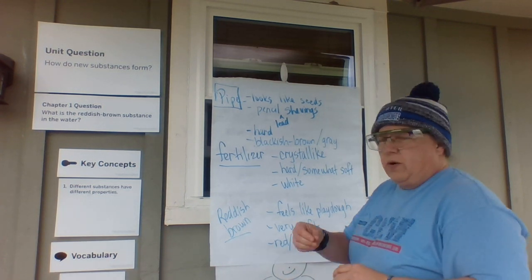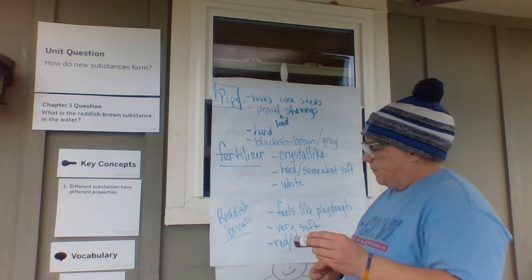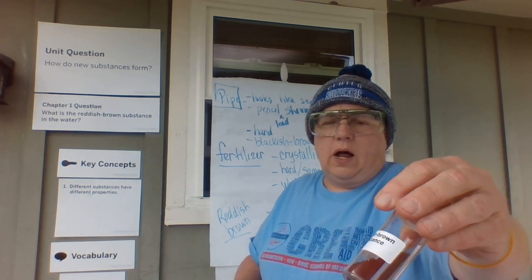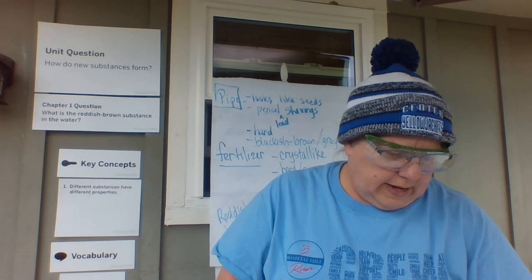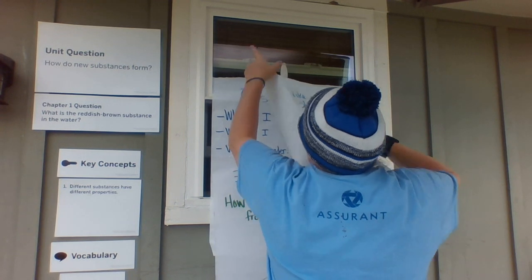Tanner said it felt like Play-Doh, so he said it was really, really soft. And then, of course, it was kind of reddish brown in color. And so that kind of leads us into what we're doing this next go around.